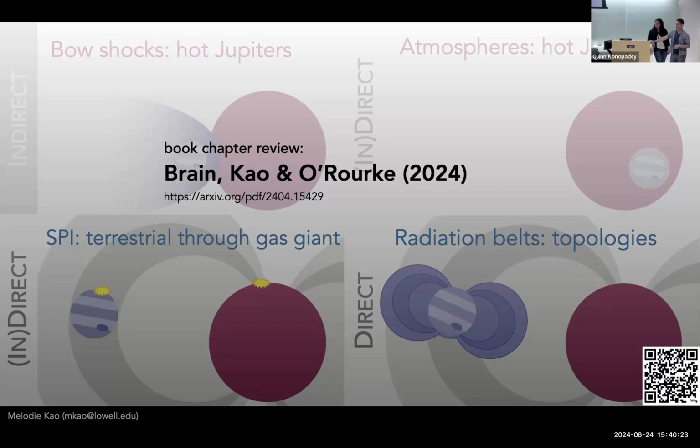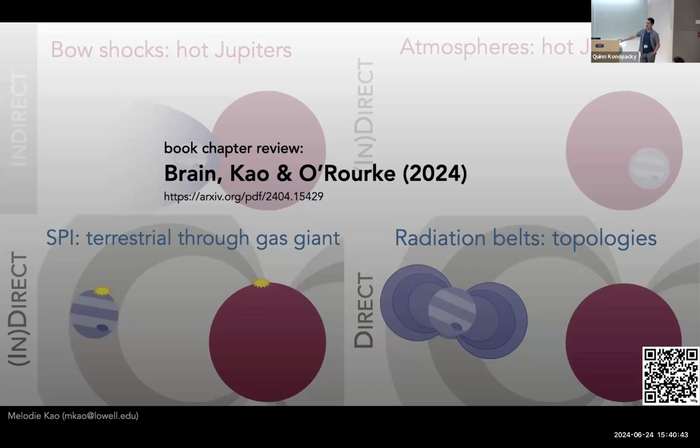If you have a subgroup of hot Jupiters, would we see another signature?